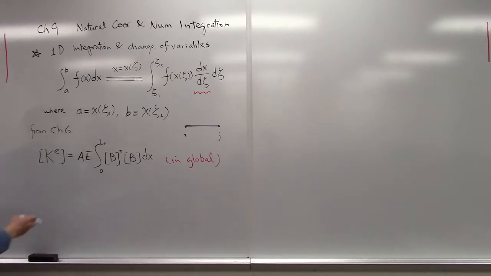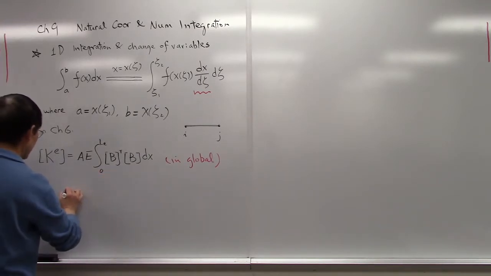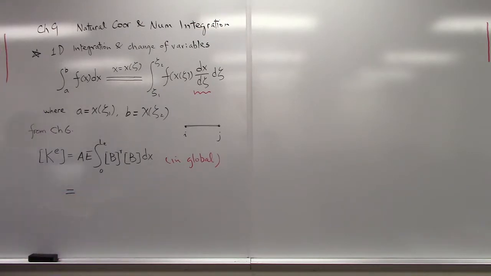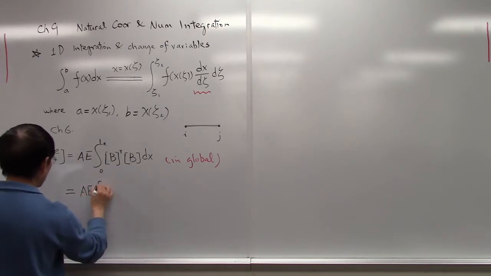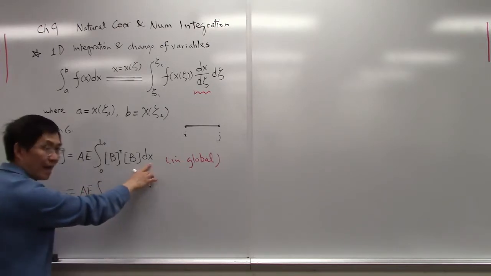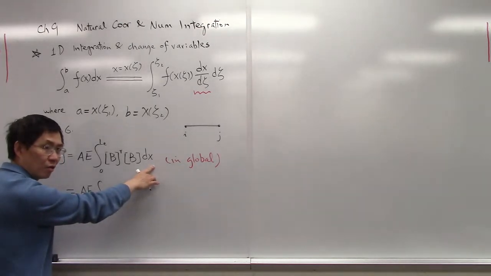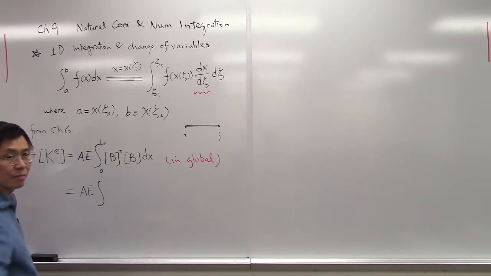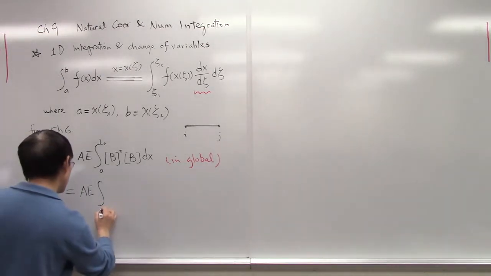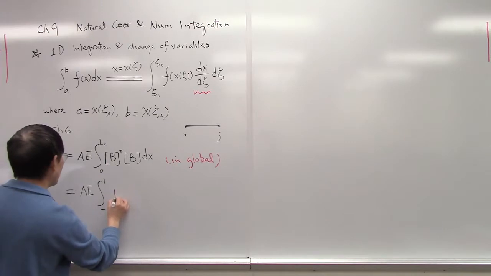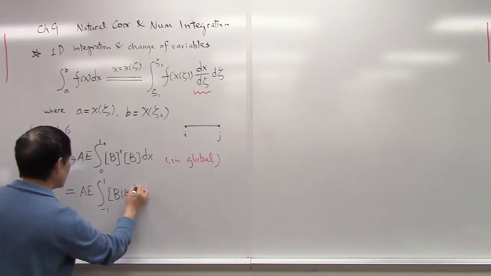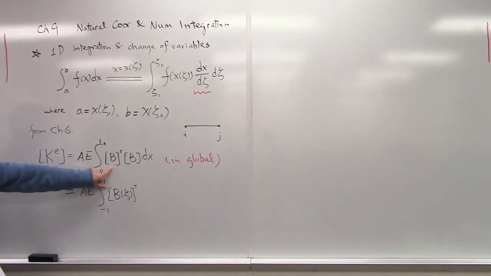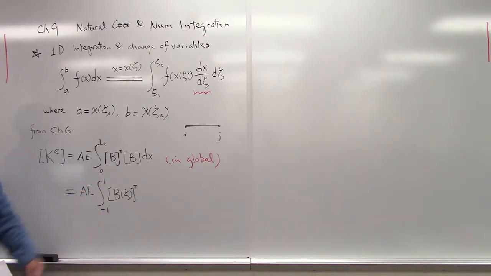Now, we desire these to be integrated in the natural, local natural coordinate system. So A, E, these are constant. When x is expressed as a function of the local coordinate system, theta, its limit goes from -1 to 1. So this becomes -1 to 1. And B, now you need to view it as a function of theta. Here, you will view it as a function of x. But at this point, you view it as a function of theta.